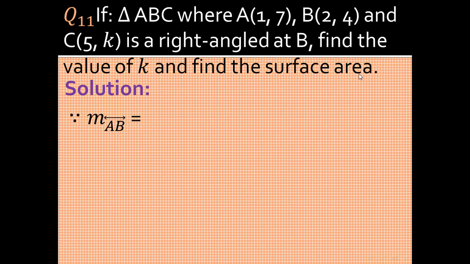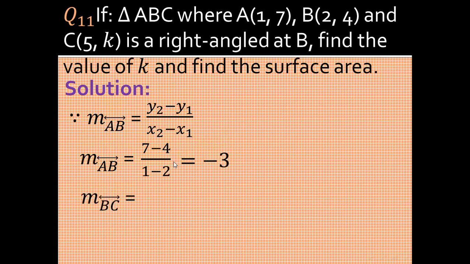At first, the triangle is right angle at B. It means we find the slope of AB, which equals y2 minus y1 divided by x2 minus x1. Don't forget that rule: the difference between the y coordinates divided by the difference between the x coordinates. It equals (4 minus 7) divided by (1 minus 2), which equals negative 3. In the same way, find the slope of BC because the triangle is right angle at B. The slope of BC equals (k minus 4) divided by (5 minus 2), which equals (k minus 4) divided by 3.